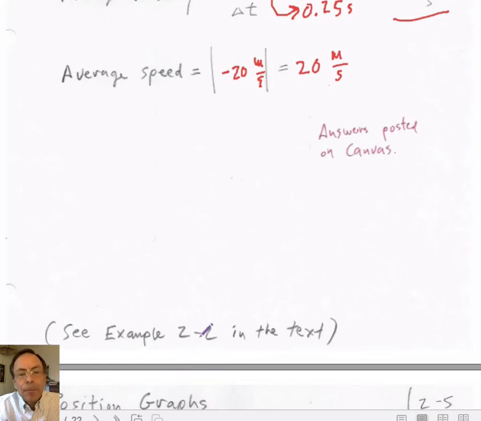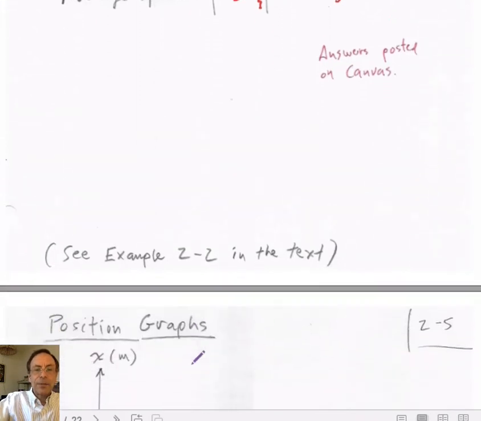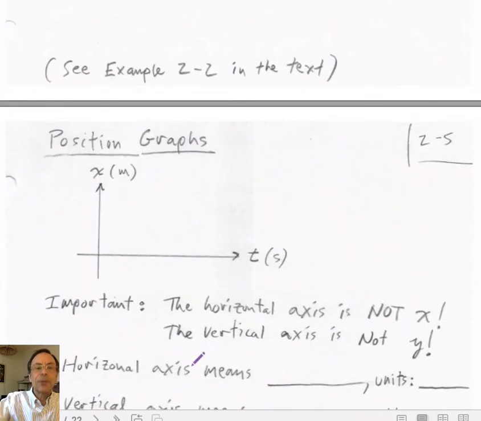Now I need my students to be reading the book. In particular, they need to work all of the examples in the textbook, and I'm going to be giving a quiz on the examples. So to be ready for my quiz, you've got to look at the examples. You've got to do the examples.